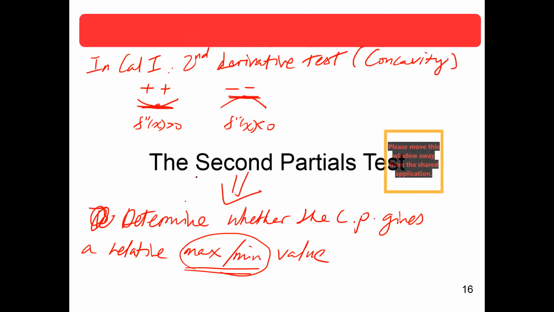And the same idea applies here for a function of two variables. We call it the second partials test, because we have partial derivatives involved now.